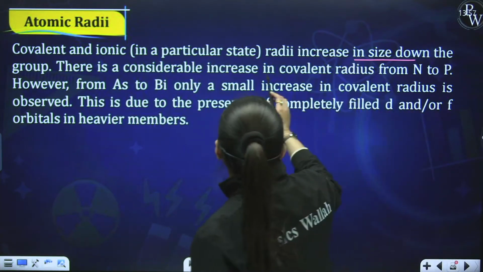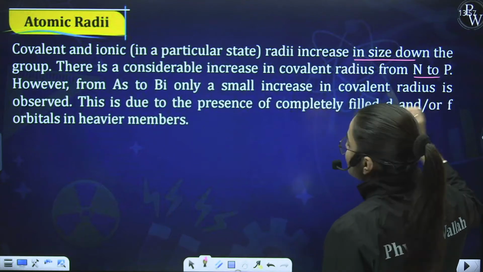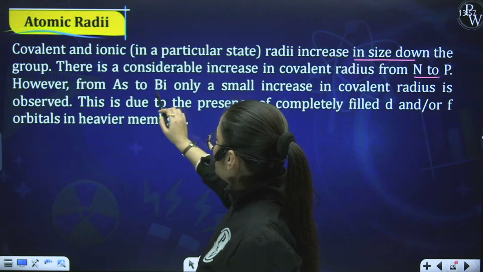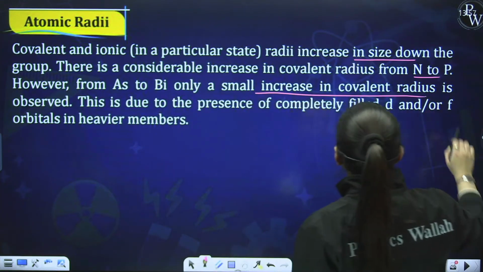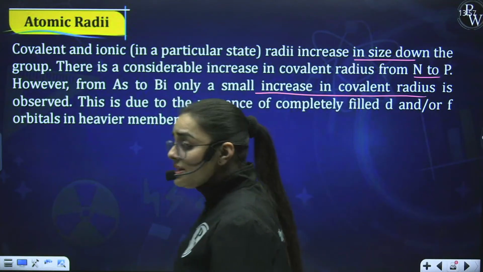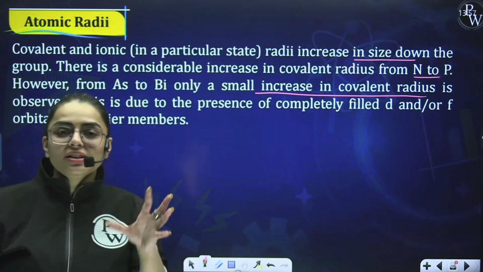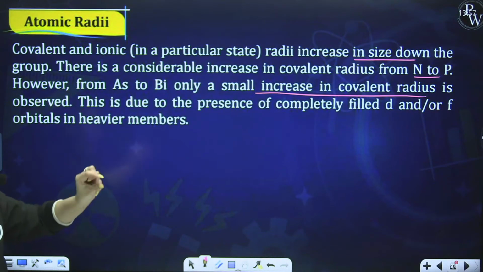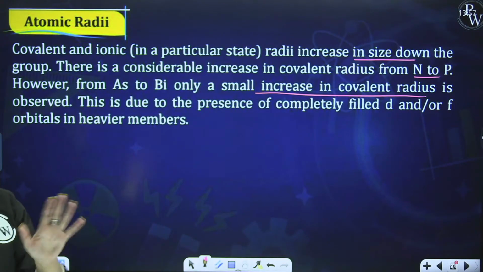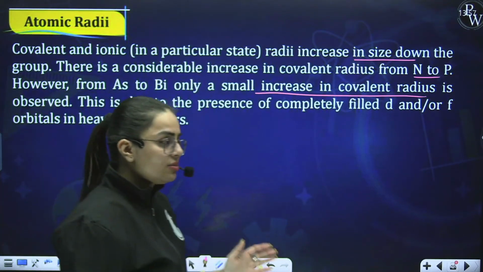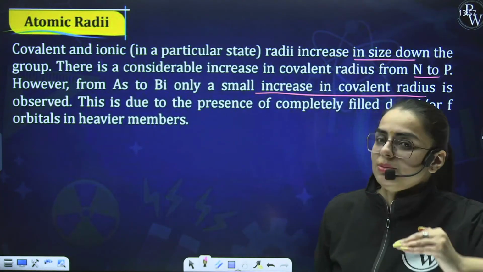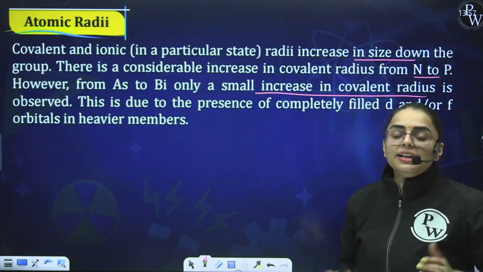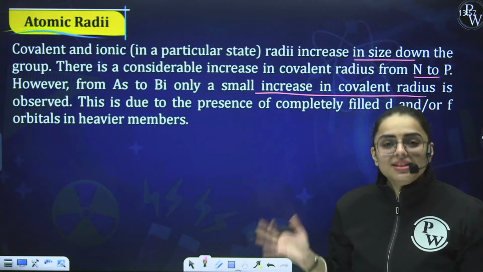There is a considerable increase in covalent radius from nitrogen to phosphorus. However, from arsenic to bismuth, only a small increase in the covalent radius is observed. Now they're saying it increases, no doubt, but the covalent radius increases more when you're moving from nitrogen to phosphorus, but after that there is a slight increase. But there is no need to go in depth. You just need to understand that when you are moving from top to bottom in group 15, atomic radius will increase because the number of shells is increasing.